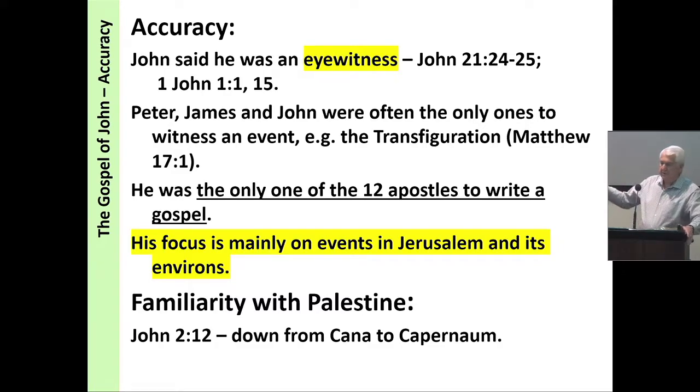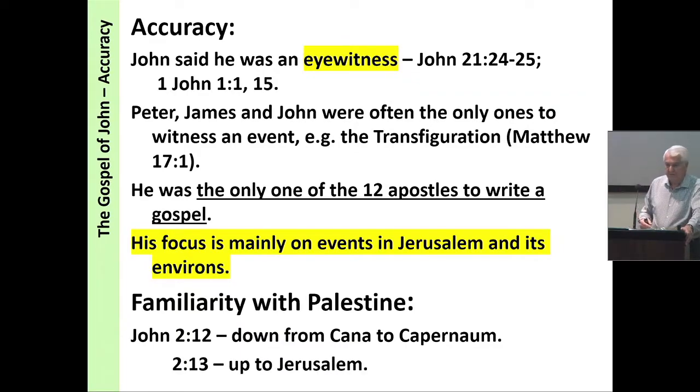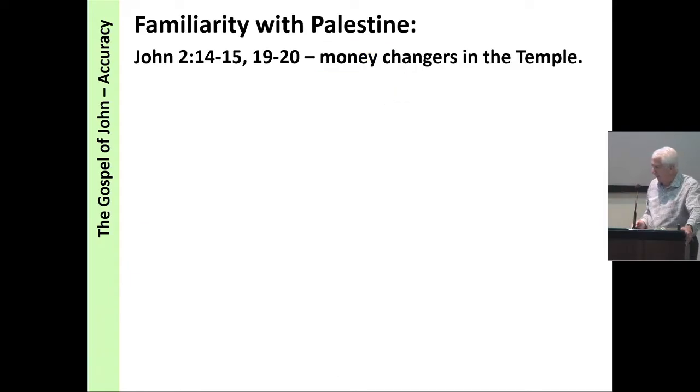Now, if it was written much later and he wasn't an eyewitness, he was relying on information from others, or if you want to look at it from an extremely sceptical point of view, making it up, a lot of these details would not be there or not be correct, but they are. So going down from Cana to Capernaum is exactly what it is like. And going up to Jerusalem is, of course, the opposite picture, absolutely correct.